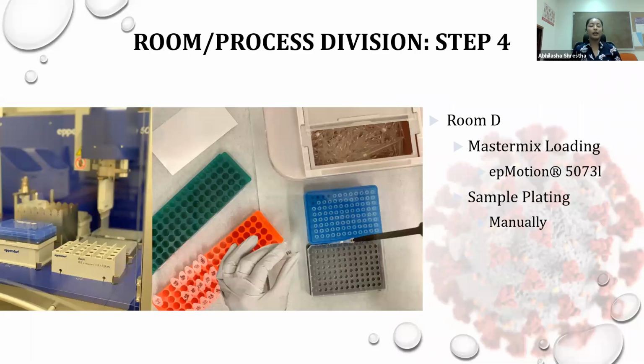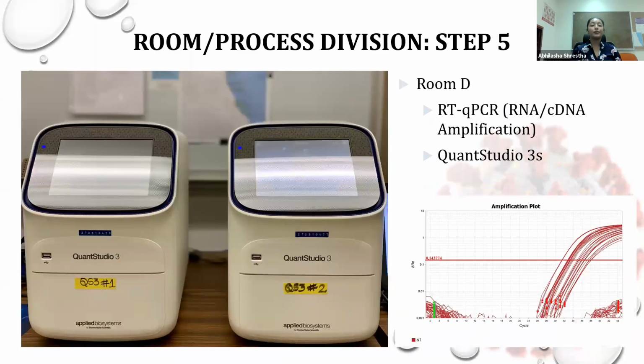Finally, the fourth room is where we load the master mix to the plates and do the sample loading as well. We use an automatic liquid handler for loading the master mix. But since the volume of the RNA extracted from the kits is too low to be detected by the automatic liquid handler, we load the samples manually by hand. So the fourth room where we load the samples is also the room where we have our thermocyclers. We use the Applied Biosystems QuantStudio 3 real-time PCR system for qPCR, and we have two of them, so we can have a couple of plates running simultaneously.